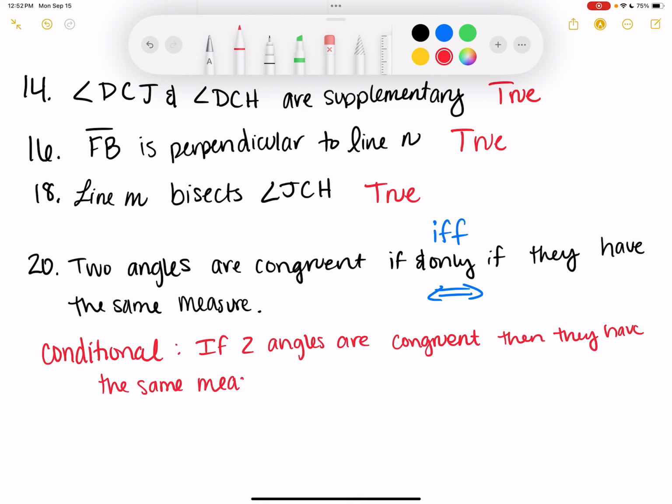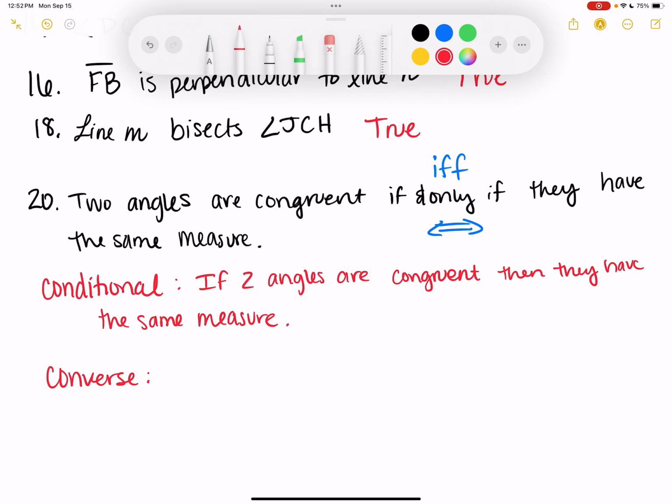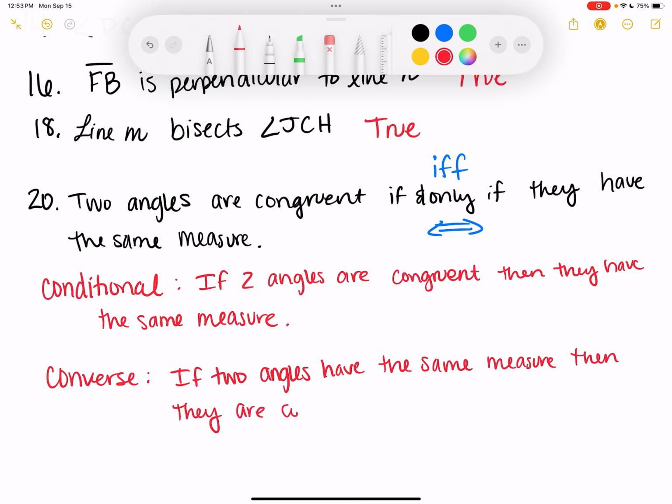Somebody else tell me what the converse would be. If two angles have the same measure, then they are congruent. Yep. Now, it's not asking us this, but is that true both directions?